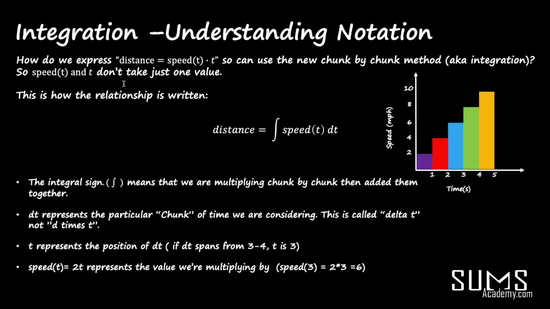So, carrying on our example, how do we express distance equal to speed, which is a function of time, times time? We can use our new chunk by chunk method, which is integration, so that speed and time don't just take on one value. So we're not doing that kind of rectangular multiplication. What we do is write it out like this: distance is equal to the integral of speed, which is a function of time, with respect to time. That sounds like a massive mouthful, but it makes a little bit of sense once you get used to it.